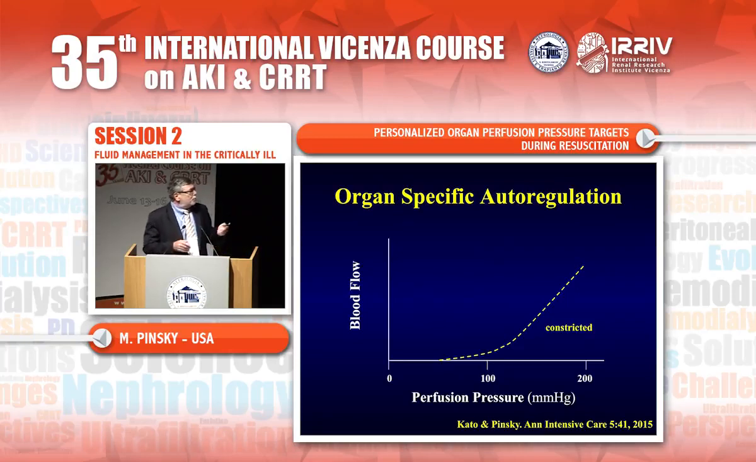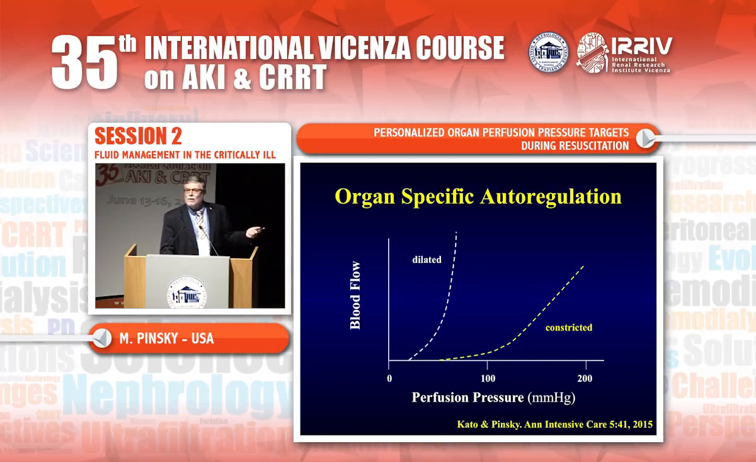So let us assume that we have blood flow versus pressure, and I have a highly constricted vasculature. It will carry a line that looks like that. Now let us assume I have a highly vasodilated vasculature. It will be looking like this. This is the vasodilated one, right? Remember, the decrease in pressure is very small for this great change in flow.